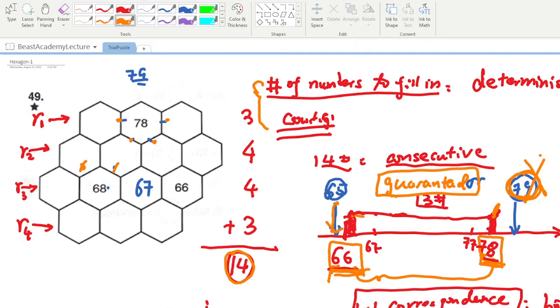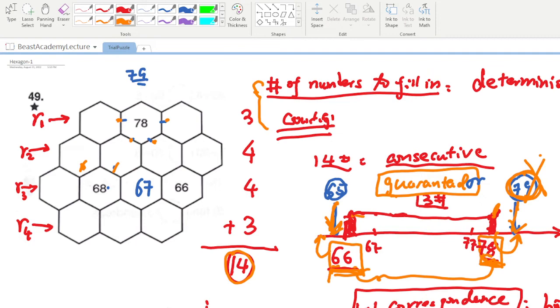You're missing one number, right? You can go one smaller here, to 65, or you can go one bigger here, to 79. Did you see it? So you either add a 65 or add a 79 to fill in here, right?